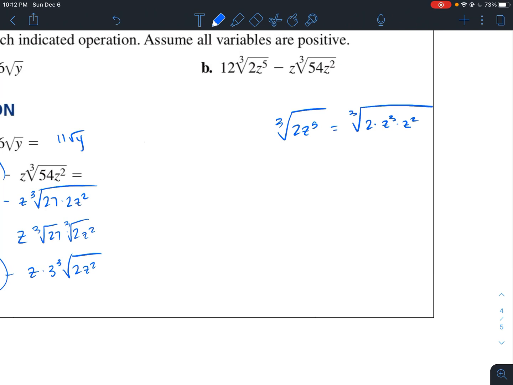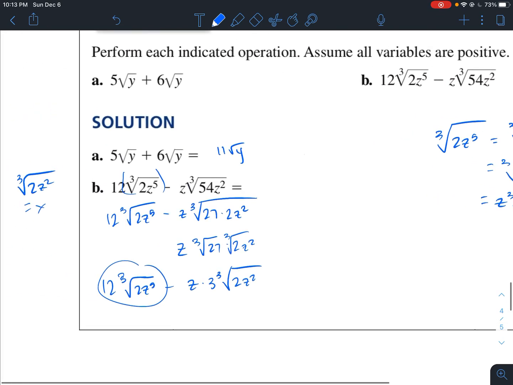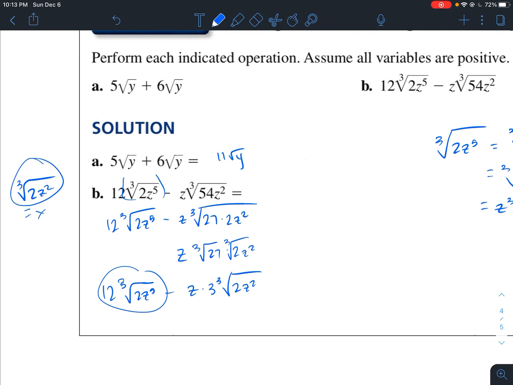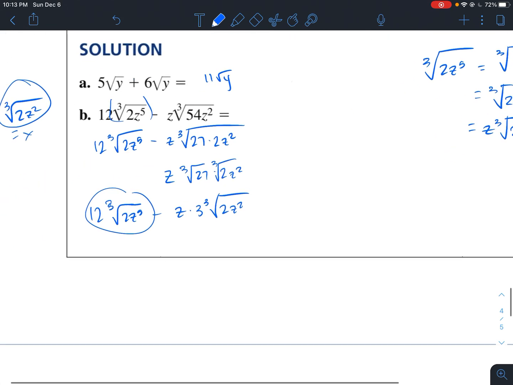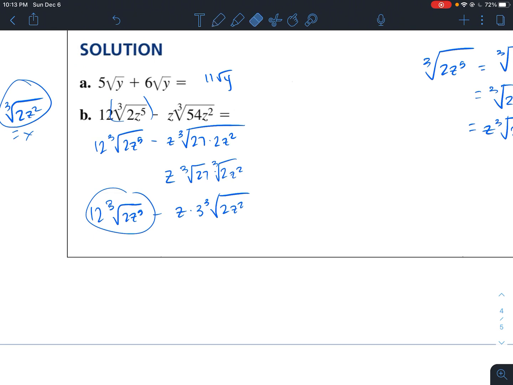Now the thing about this is that this is z cubed. I could rewrite this as the third root of 2 times the third root of z cubed times the third root of z squared. Here I have the third root of z cubed, which is just equal to z. So if I put that out here, that goes away, so that's just equal to z. Then I'm left with the third root of 2z squared, which is perfect because that's what I wanted. I want to represent the third root of 2z squared as x.